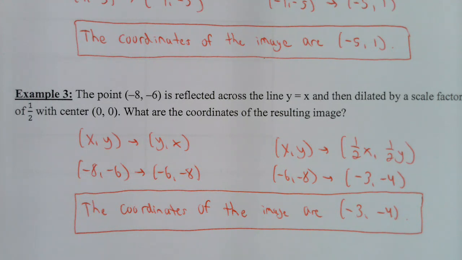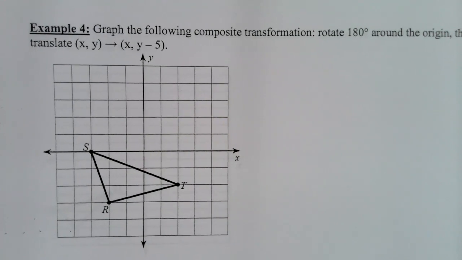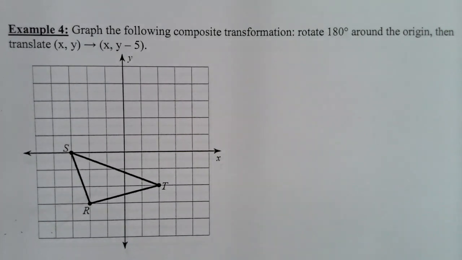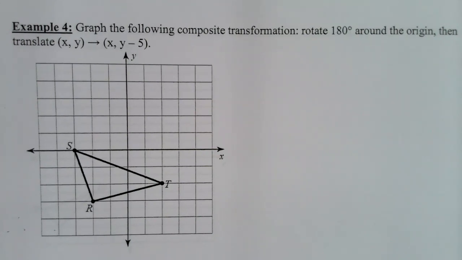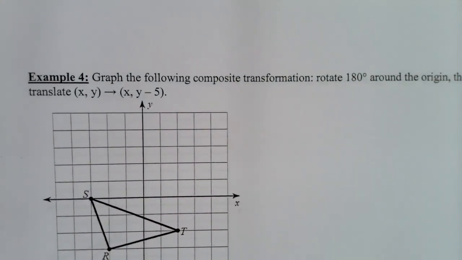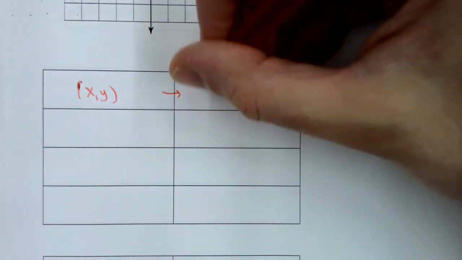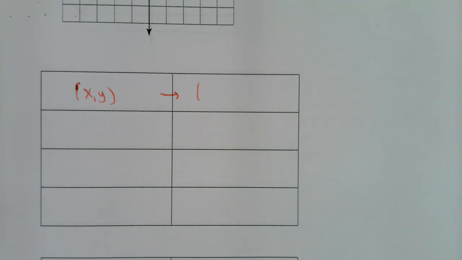Now the next page, it's the same idea, but now we're going to be doing it with triangles. And I gave you tables. Graph the following composite transformation. Rotate 180 degrees around the origin, and then translate it so (x, y) maps onto (x, y - 5). So again, let's go in order. You have to go in order. First, we are rotating 180 degrees. So for my first table, I'll do (x, y) maps onto (-x, -y).